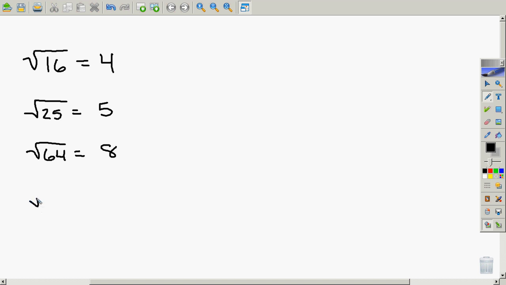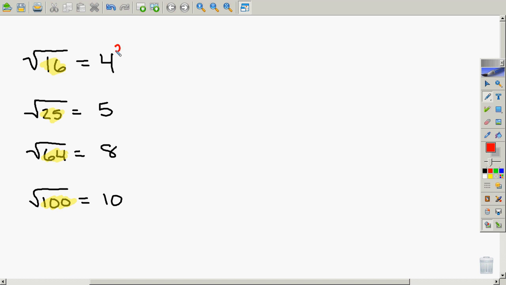And let's say the square root of 100, obviously that is 10. So taking the square root, you're just trying to find the number that multiplied by itself equals this number right here. And 4 times 4 is 16, 5 times 5 is 25, 8 times 8 is 64, and 10 times 10 is 100.